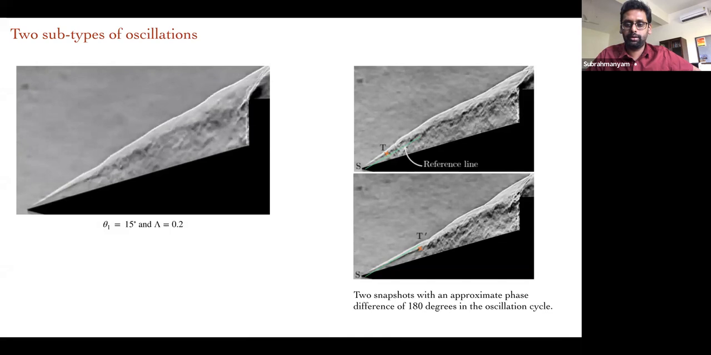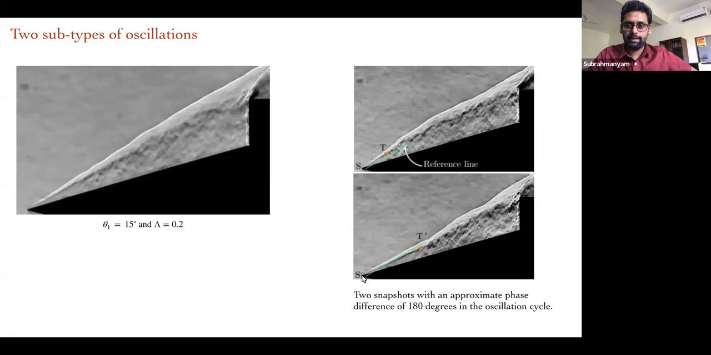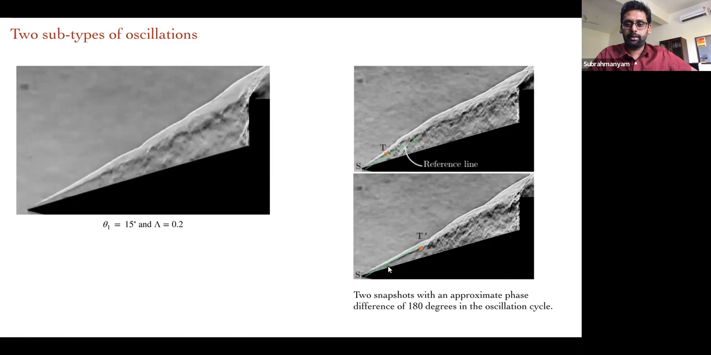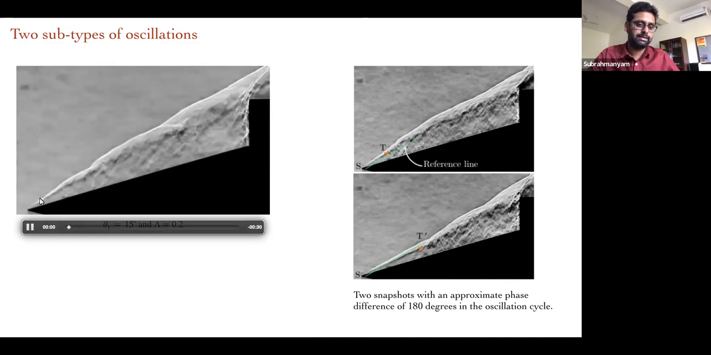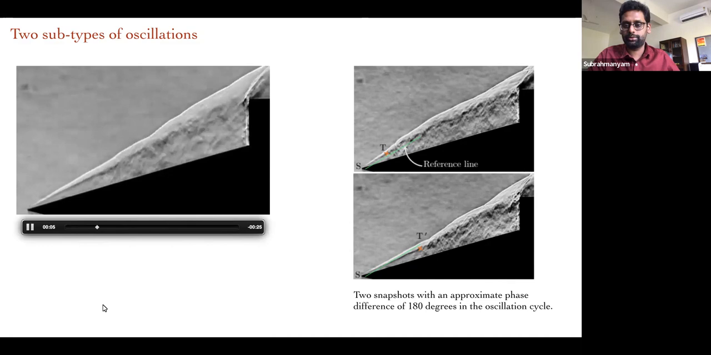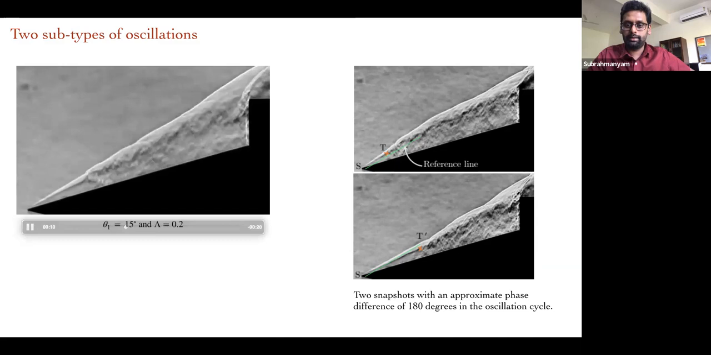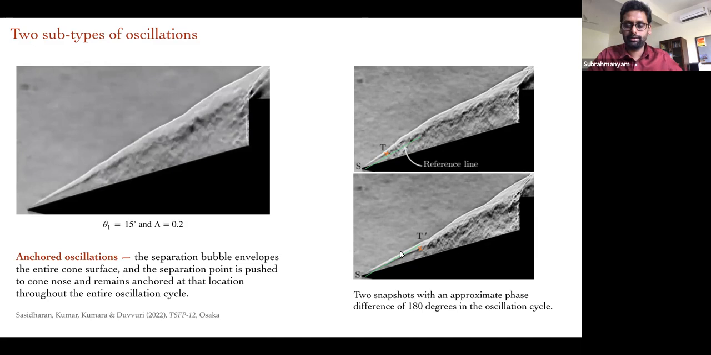So you can see from these images, as well as the video, that the separation point remains anchored at the cone tip, but the separation shock angle is continually varying, right? You can see that easily in this video. So the local separation angle at the nose is continually changing, and you'll also note that the location where the shear layer transition happens, T, is also executing these back and forth oscillations through the cycle.